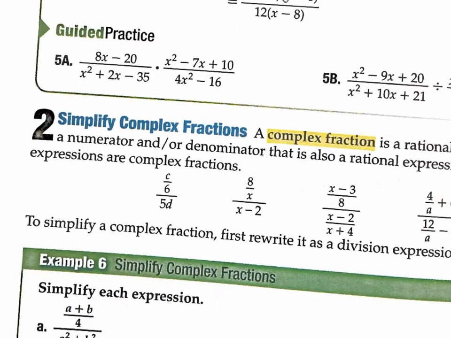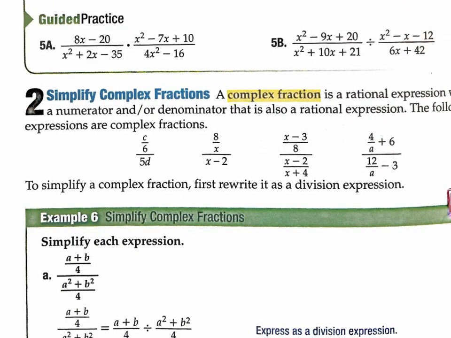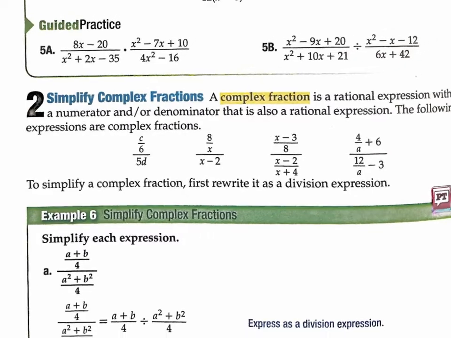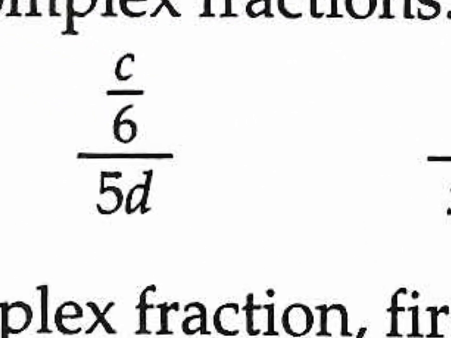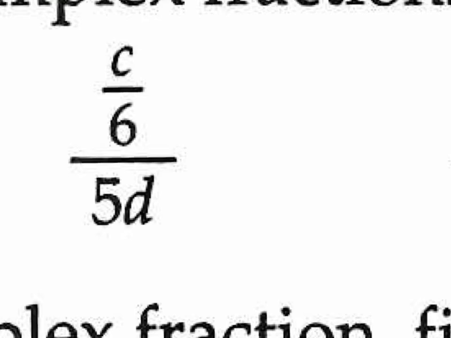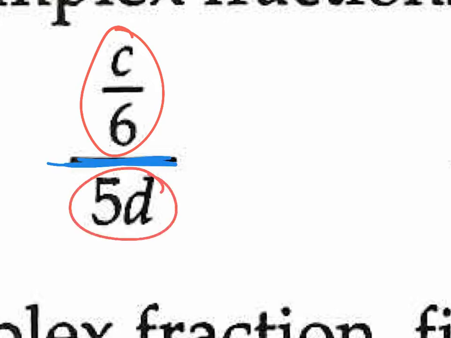Now, the ones I wanted to look at, today's part that we're looking at, is complex fractions, complex rational expressions. And it says right here, a complex fraction is a rational expression that has a numerator and denominator that's also a rational expression. So yeah, you have a fraction as your numerator in this fraction, all right? So all of these are really easy to simplify. So let's take a look at this guy right here. We're not used to seeing it this way. So what do we really have here? We have a fraction divided by a regular 5d.